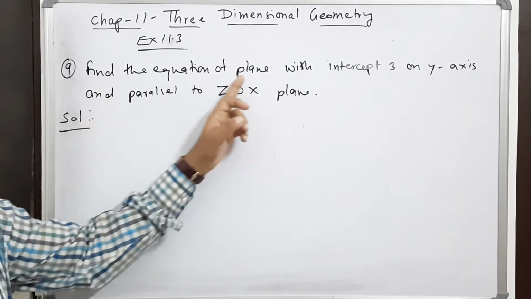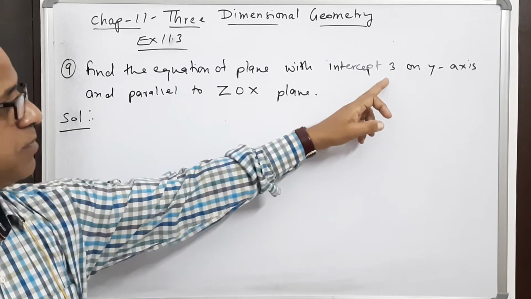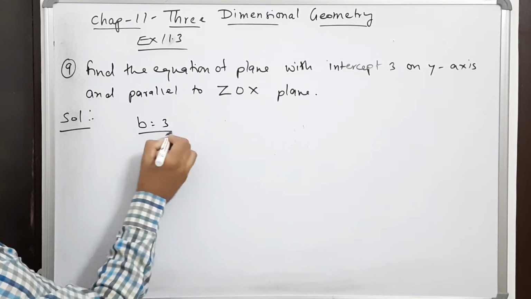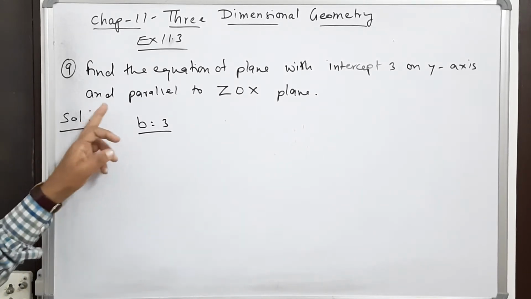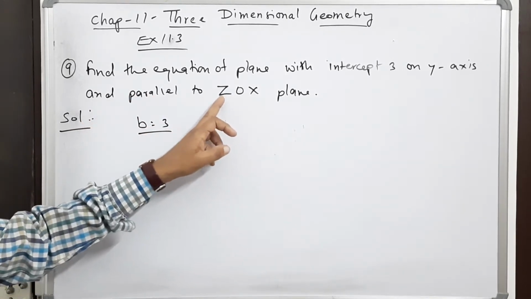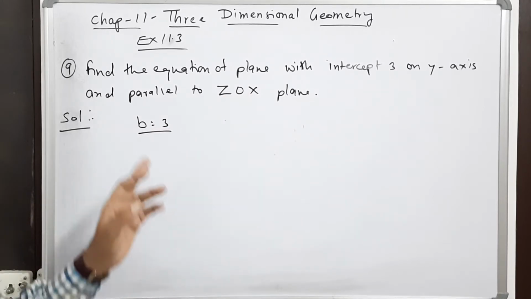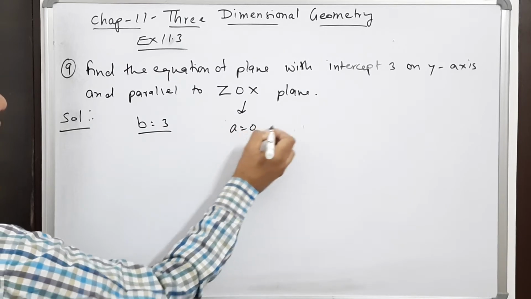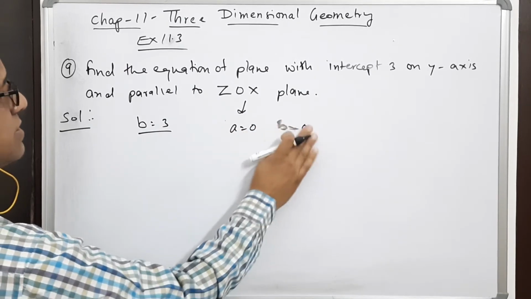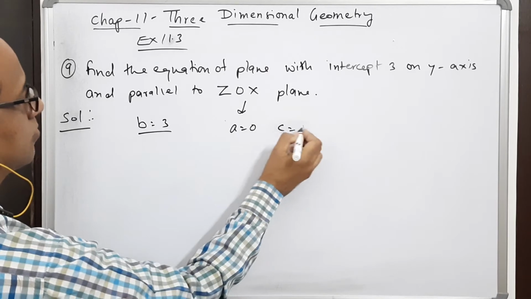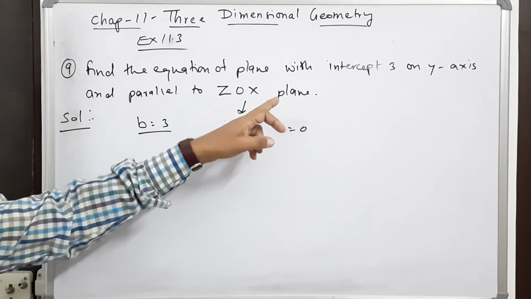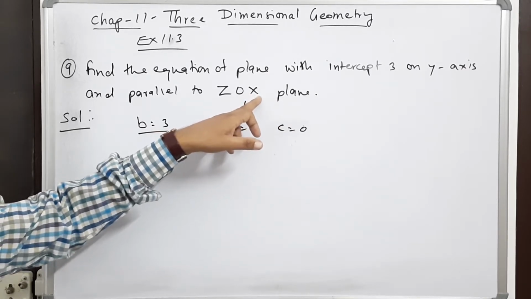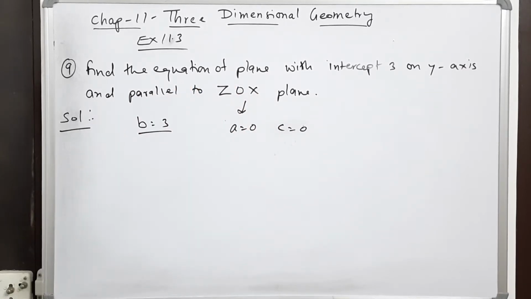Sum number 8 now. Find the equation of the plane with the intercept 3 on the y-axis. 3 on the y-axis means the value of b is 3, and parallel to the ZOX plane. So when it is parallel to the ZOX plane, the value of a is 0 and the value of c is 0. It will not intersect the x-axis as well as the z-axis.